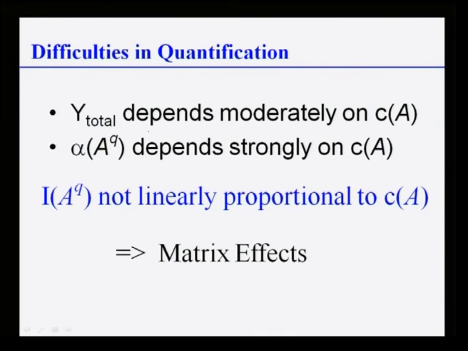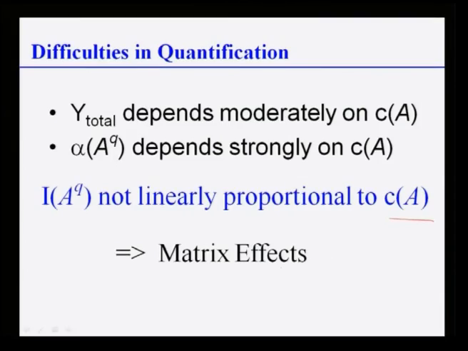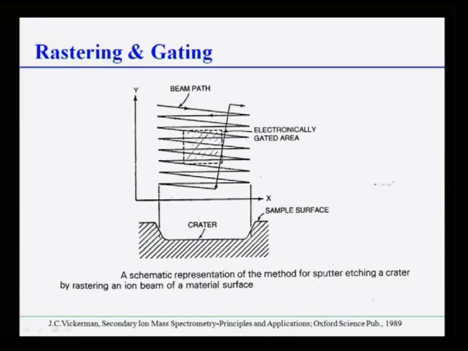The problem is that Y total depends moderately on CA. Not only that, alpha also depends strongly on CA. That means the intensity I of the secondary ion is not linearly proportional to CA. There will be matrix effects. That's why sometimes it is not possible to measure and quantify these things exactly. There will always be some error involved.